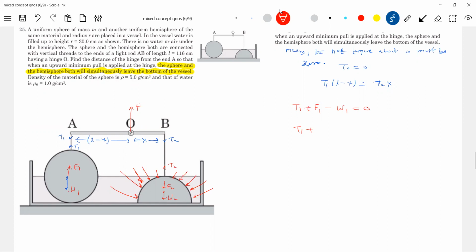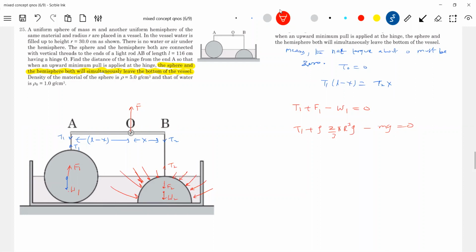What is F1? Density 2 by 3 pi R cube g, minus, this will be each sphere of mass m, no? So this will be mg equal to 0. Same material and radius r.